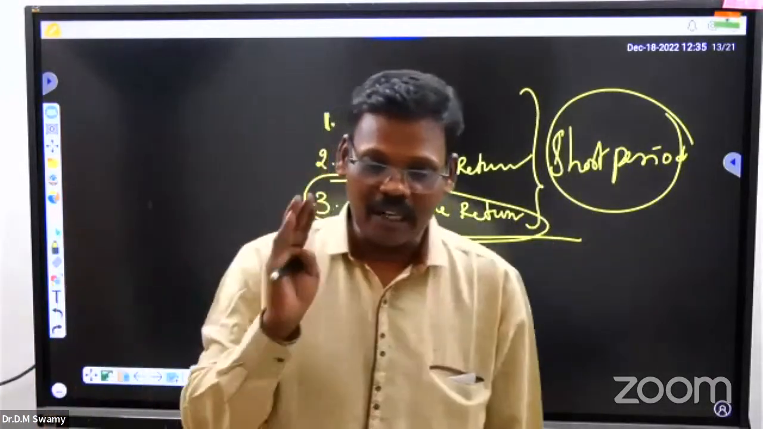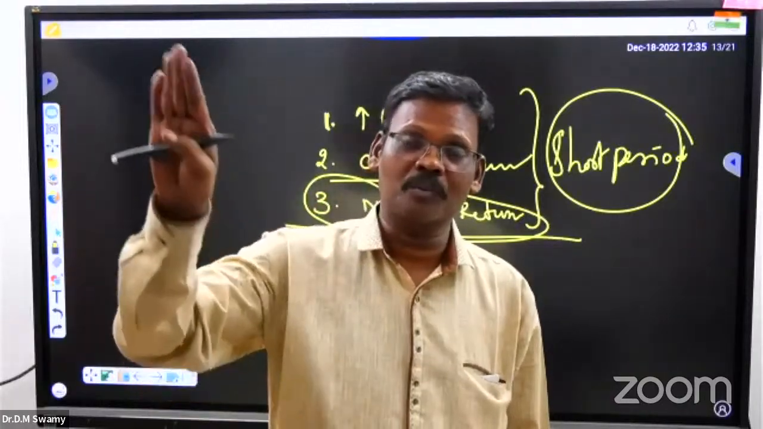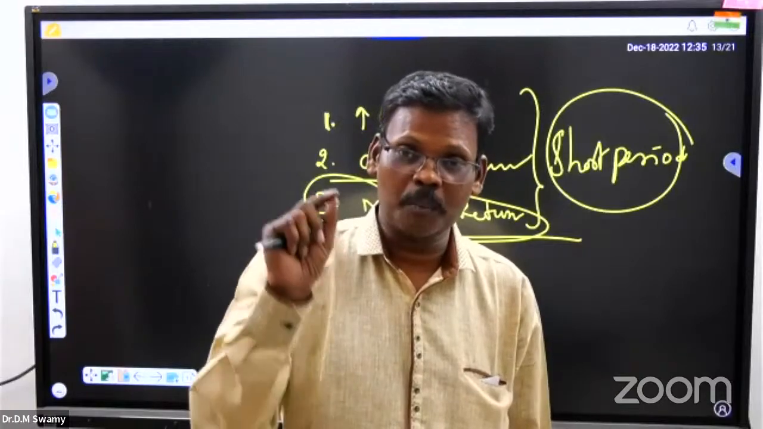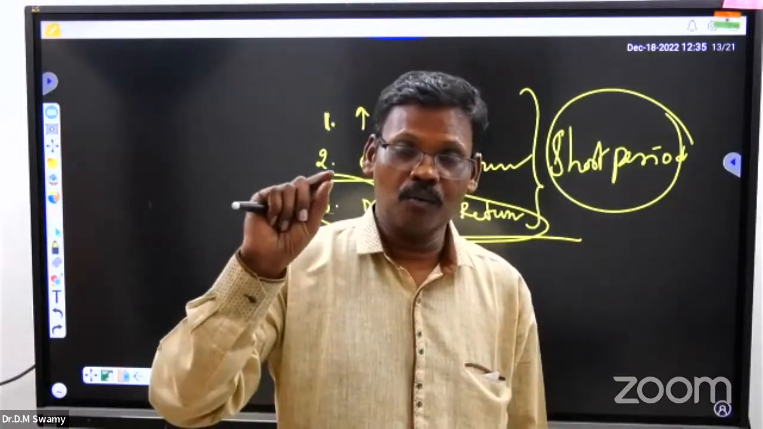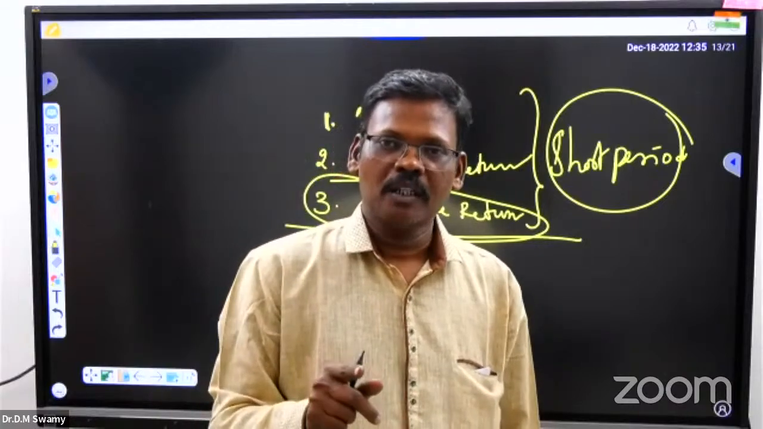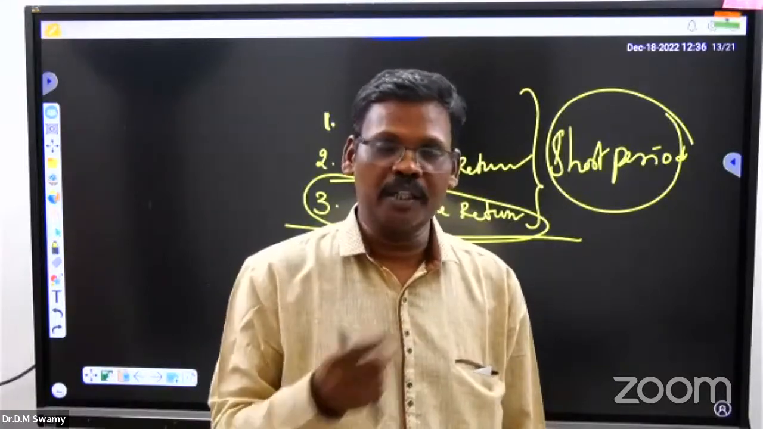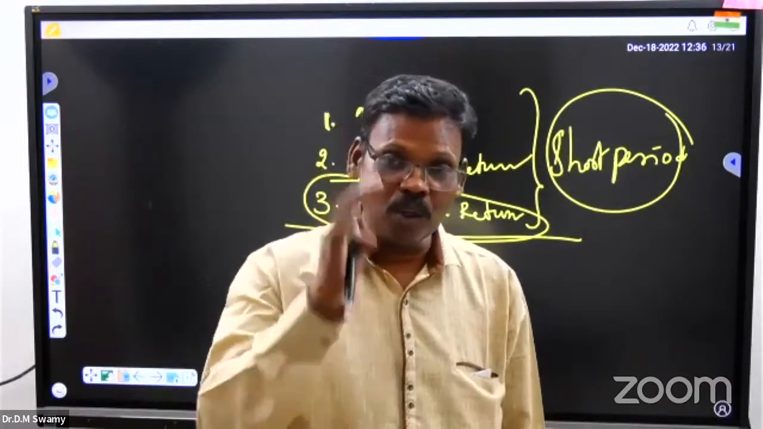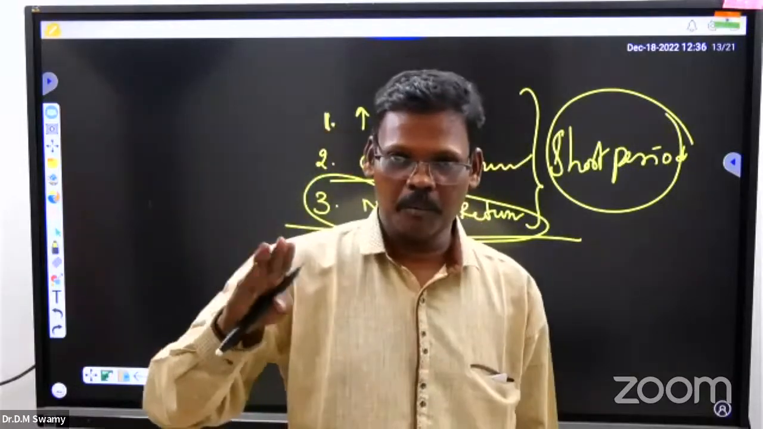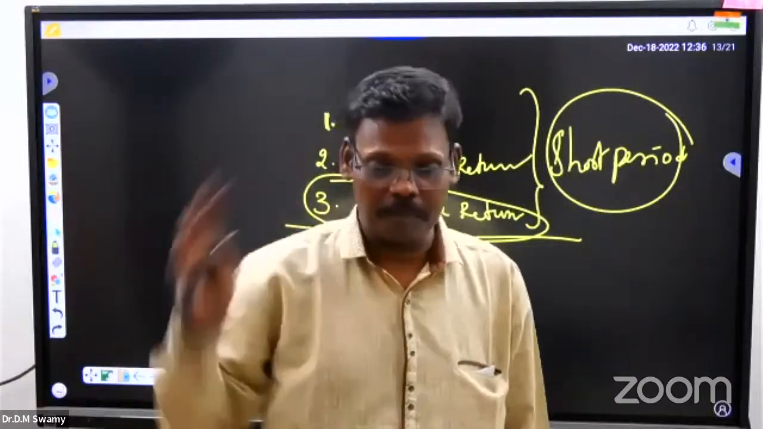Why? In the long run, no producer will continue the production with losses. Negative is nothing but loss. So if the firm is getting a loss or negative returns, the producer is going to close the company. He may not continue his production with negative returns or loss in the long run.